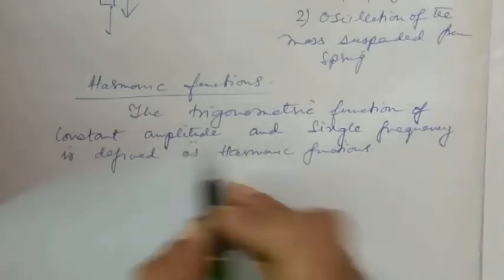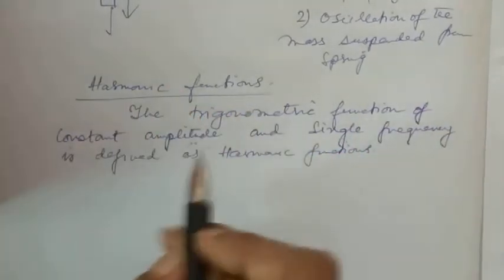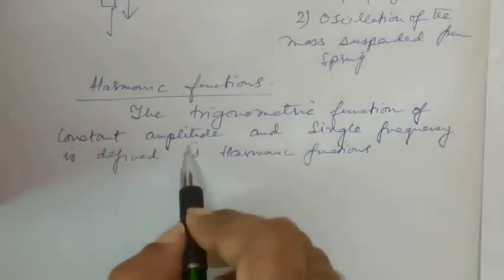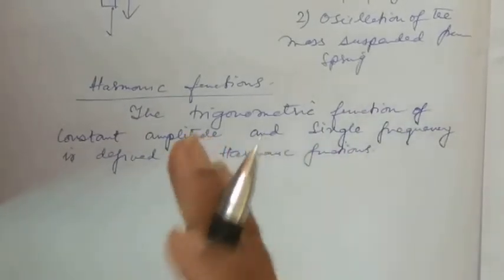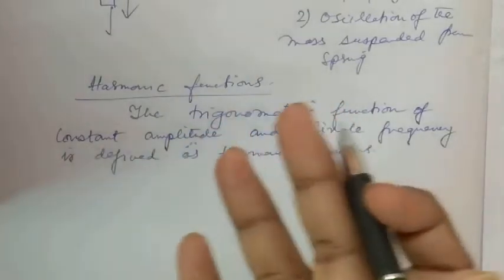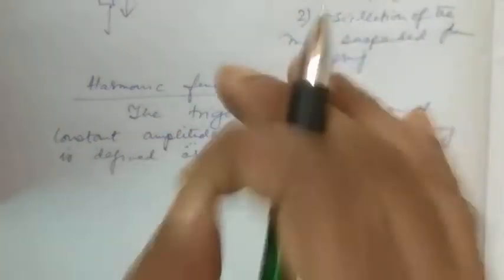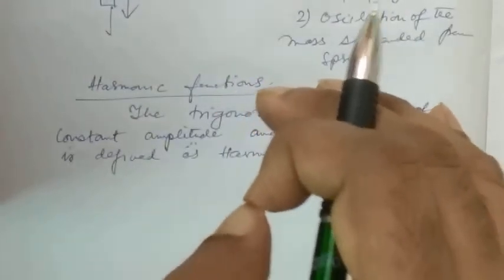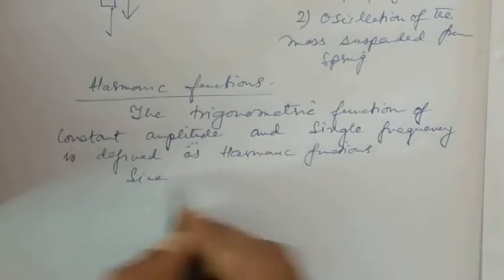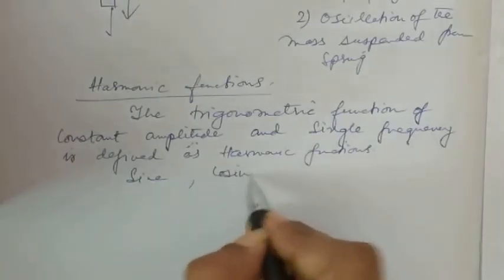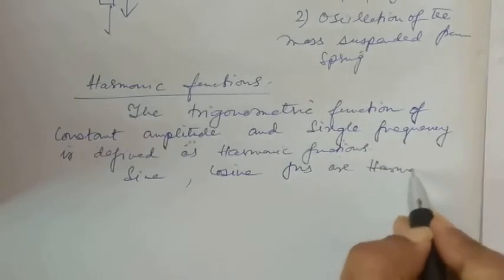Now what is amplitude, what is frequency? I suppose we have studied earlier in class 10. Constant amplitude and single frequency is defined as harmonic function. That means out of all the trigonometric functions, only sine and cos functions are taken as harmonic functions in the basic form. That means sine and cosine functions are harmonic functions, are harmonics.